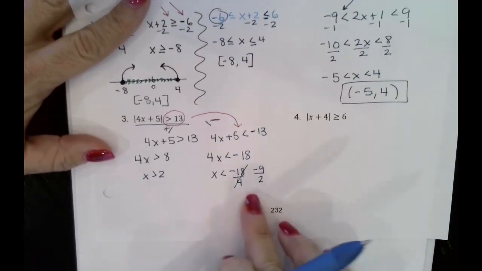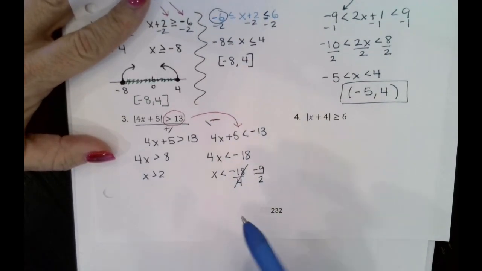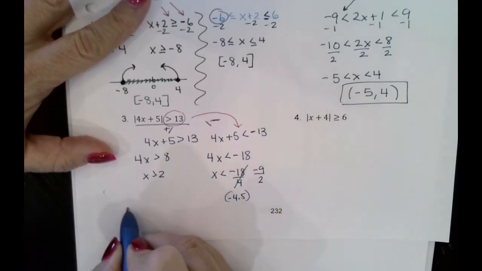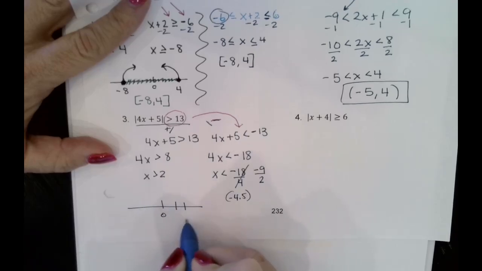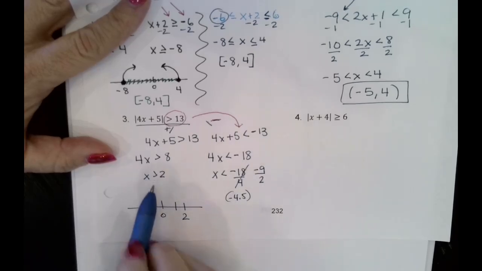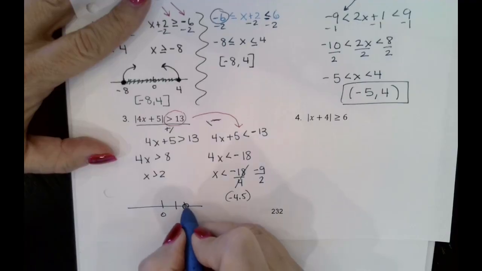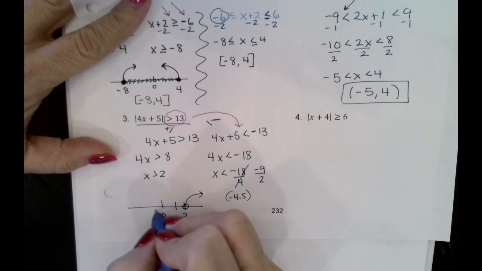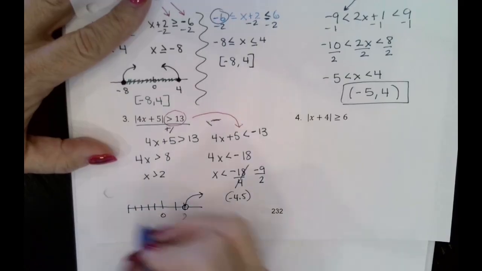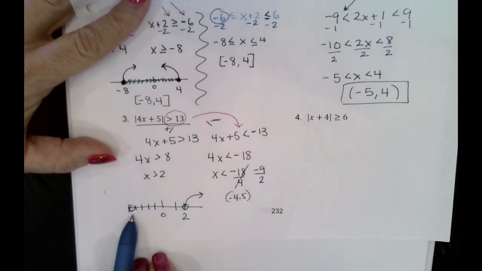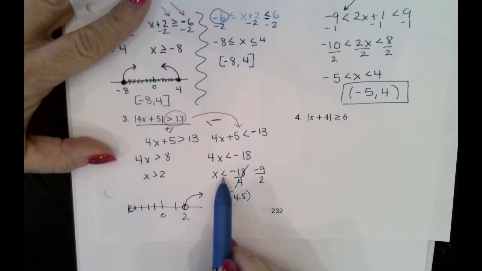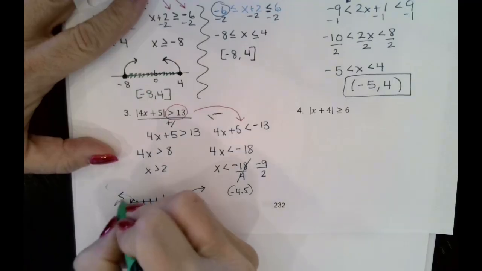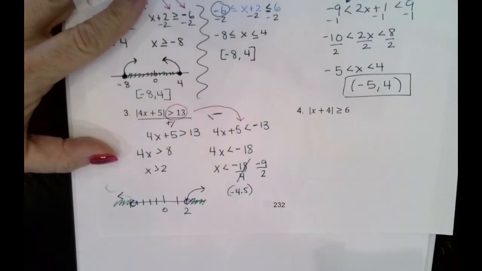Now, what do I know about negative 9 over 2? So this is a yucky fraction, but this is the same as negative 4.5. Now, we're not going to write it like that, but let me show you why that's important. So here I have x is greater than 2. So I have my greater than sign, and it's pointing in this direction. Now on this side, 1, 2, 3, 4, 5, my value is right here at negative 4.5, and this is telling me it's less than, so I'm going this direction. So what makes this true? This makes it true, and this makes it true.